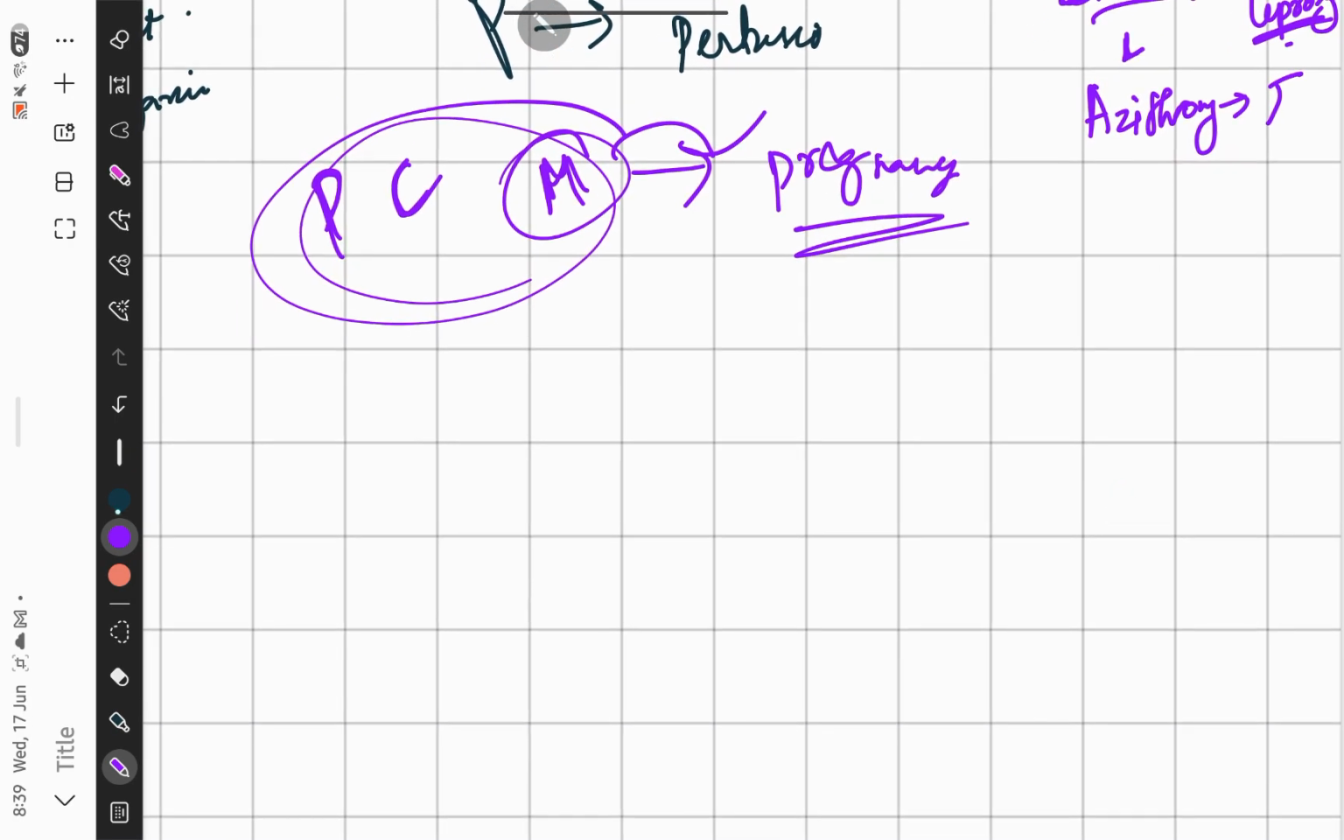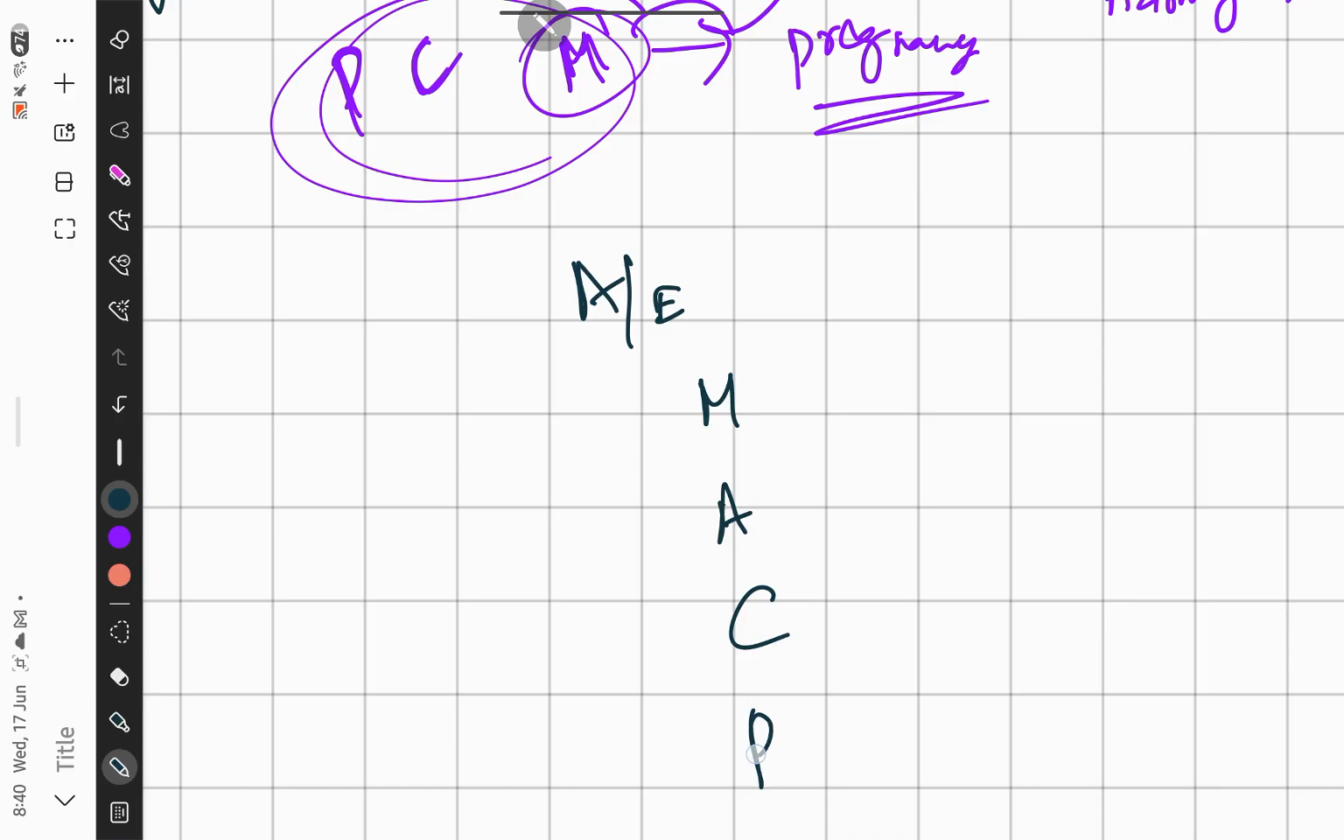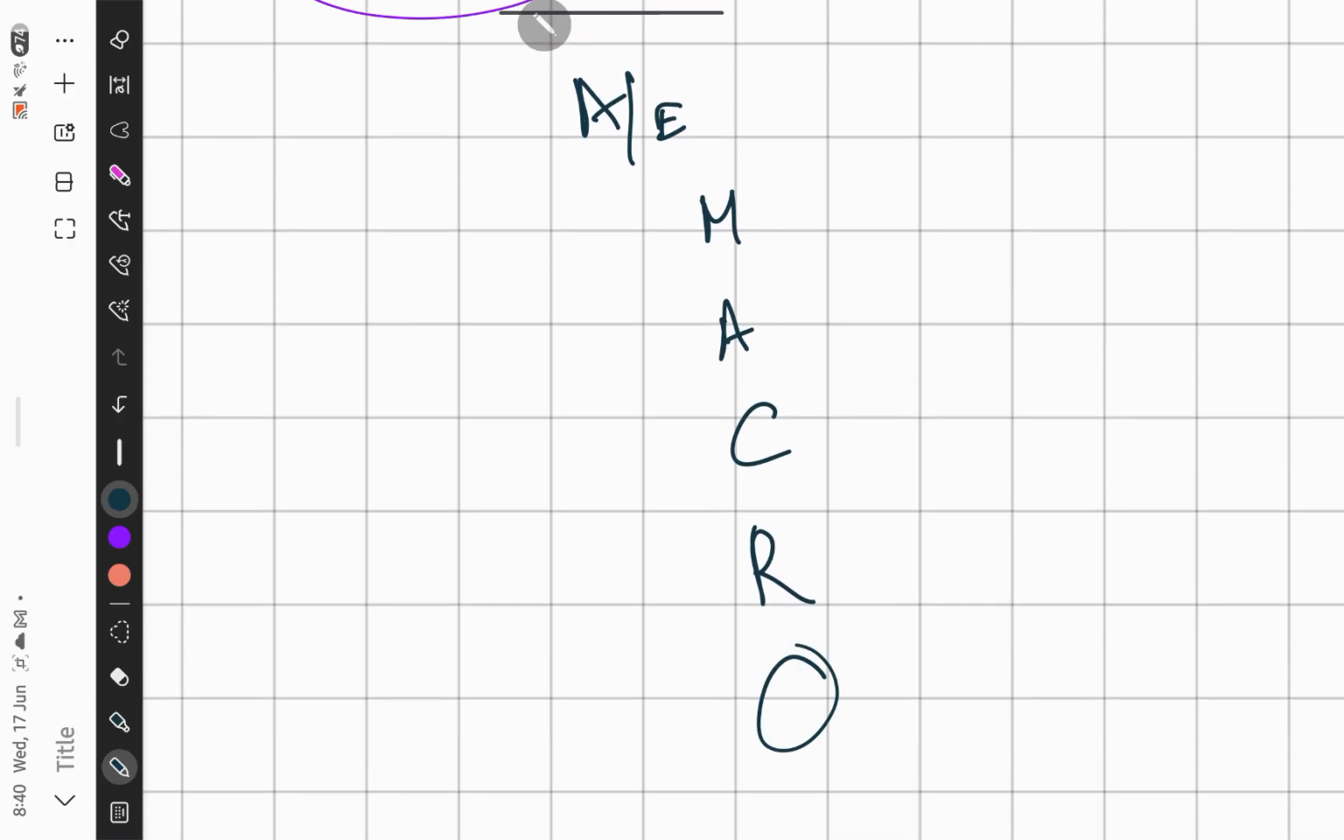Now let's learn about the adverse effects. We'll remember the adverse effects with MACRO, as in macrolides we have macro. So let's start. R is for reversible, O is for ototoxicity. It is going to cause reversible ototoxicity.